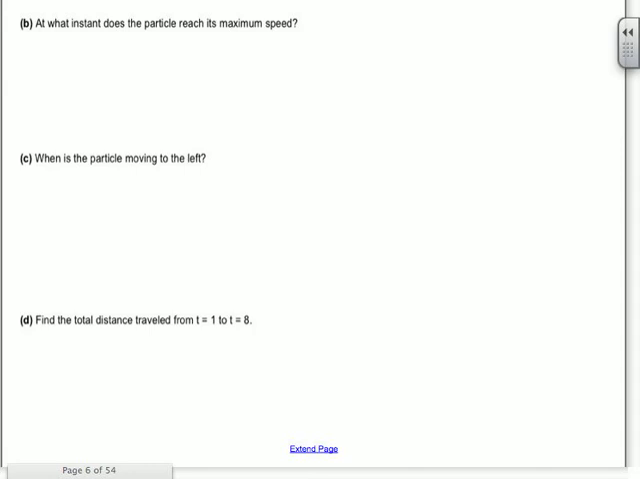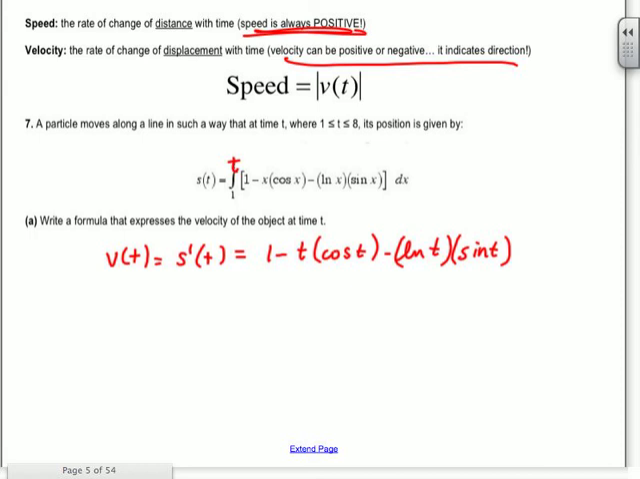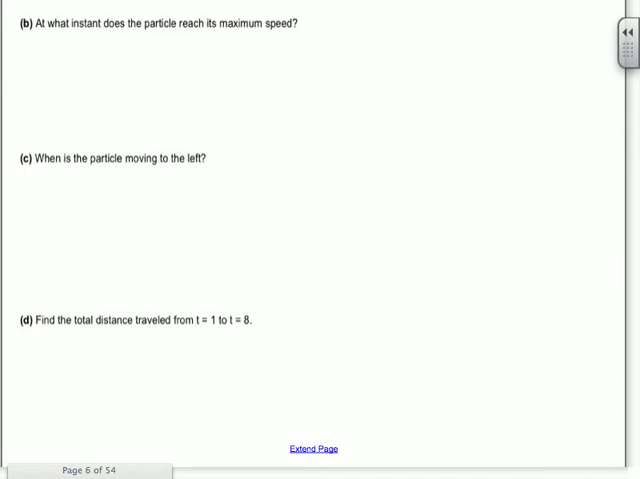It says, at what instance does the particle reach its maximum speed? So you're going to say that the speed is the absolute value of the velocity. Don't write speed as s of t. That's already been taken, right? So speed is the absolute value of the velocity. We're trying to maximize it. This is a calculator question, so how can I do this with my calculator?